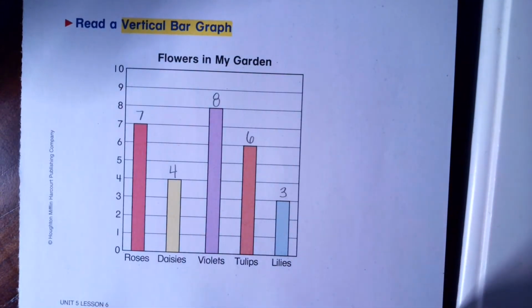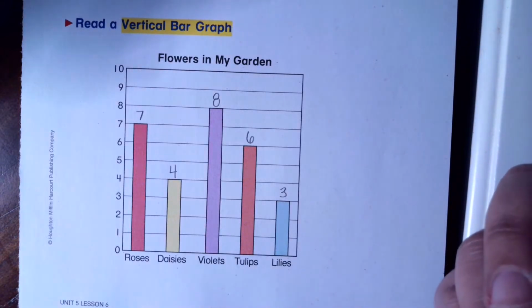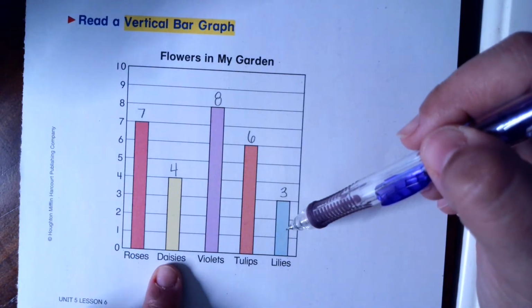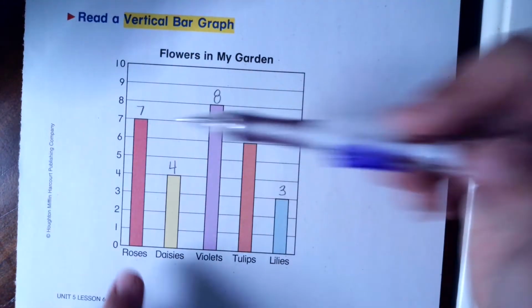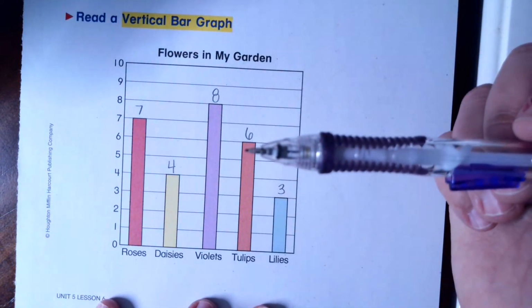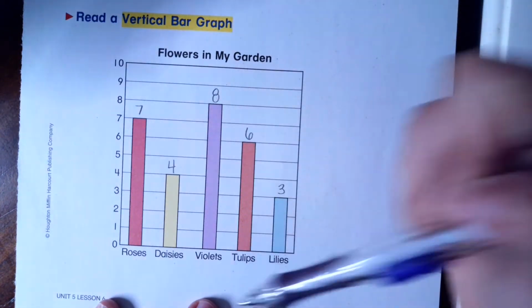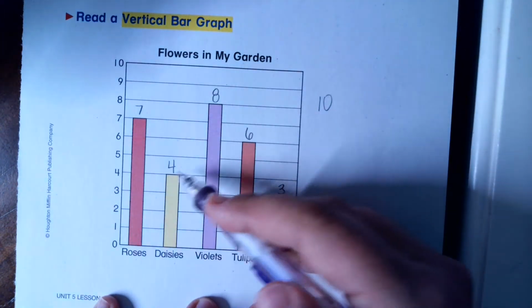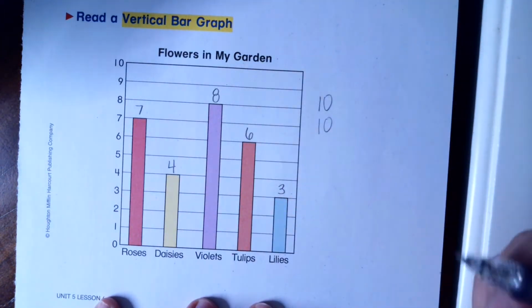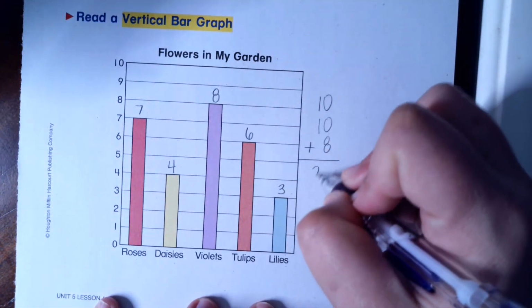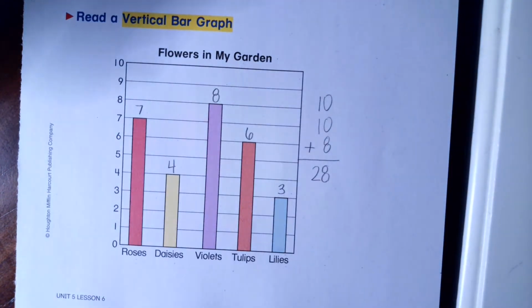I know that if I add together my lilies and my daisies, I will have the same as roses. 3 plus 4 equals 7, which is the same as roses. I can count up how many total I have. I have 7 and 3, which is 10. 4 and 6, which is also 10. And then I have an 8. If I add these up, I get a total of 28 flowers in my garden.